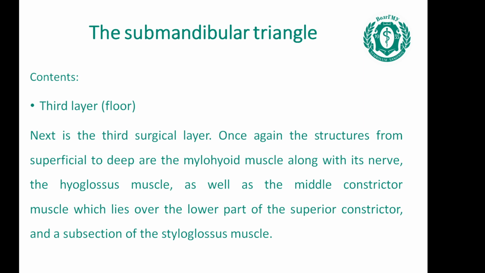Third layer, or the floor. Next is the third surgical layer. Once again, the structures from superficial to deep are the mylohyoid muscle along with its nerve, the hyoglossus muscle, as well as the middle constrictor muscle, which lies over the lower part of the superior constrictor, and a subsection of the styloglossus muscle.